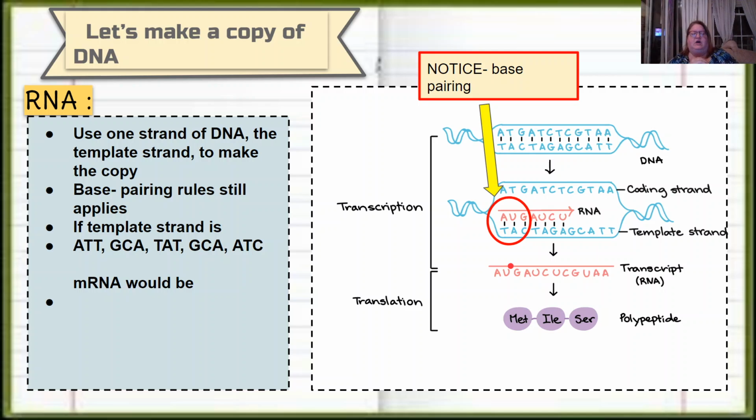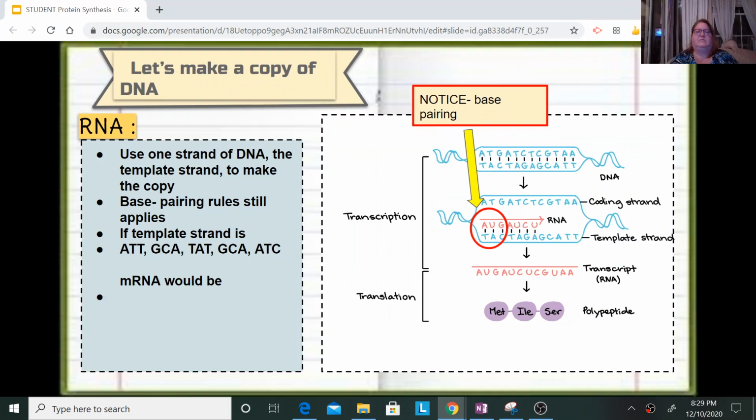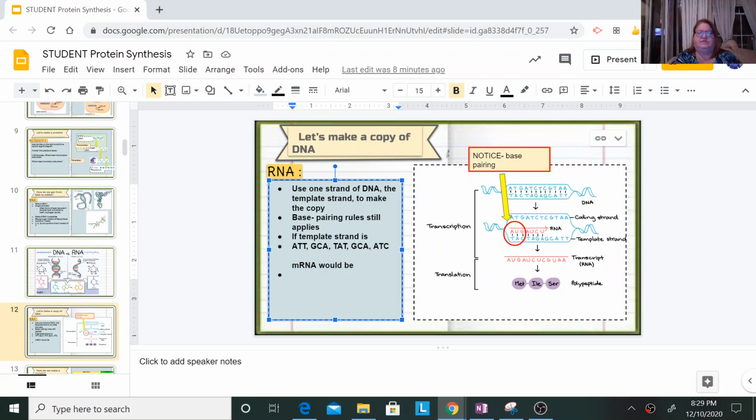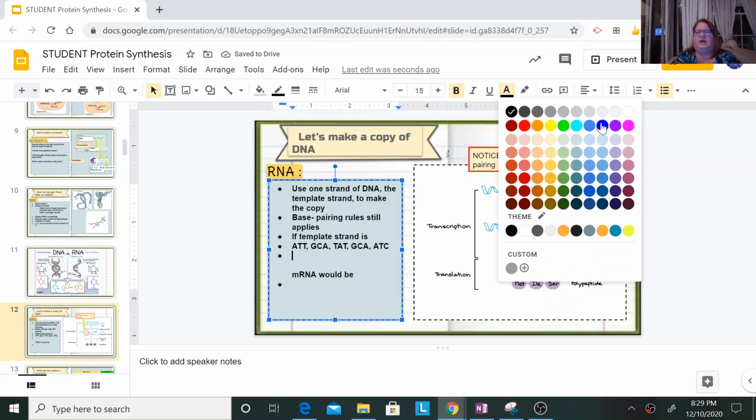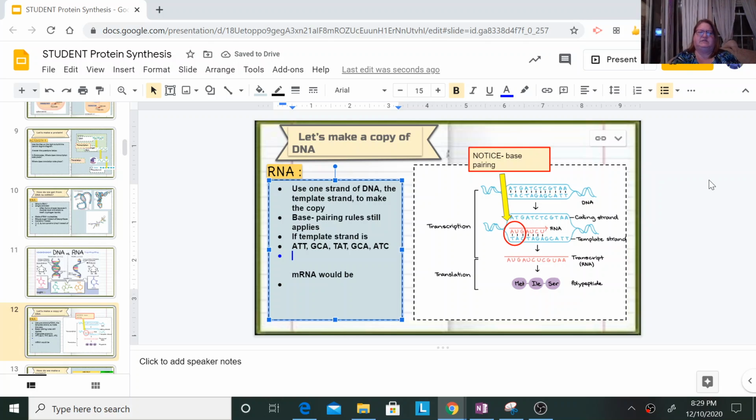So why don't you guys look at this template strand over here, ATT, GCA, TAT, GCA, ATC. And why don't you guys hit pause and see if you can figure out what the mRNA strand would be for that. All right. Well, if you did that, let's go over that and see if you guys are correct.